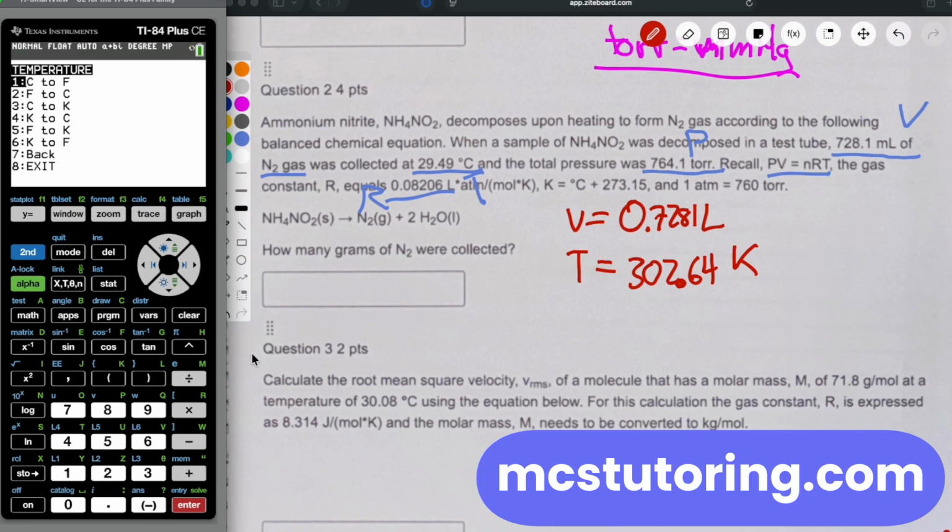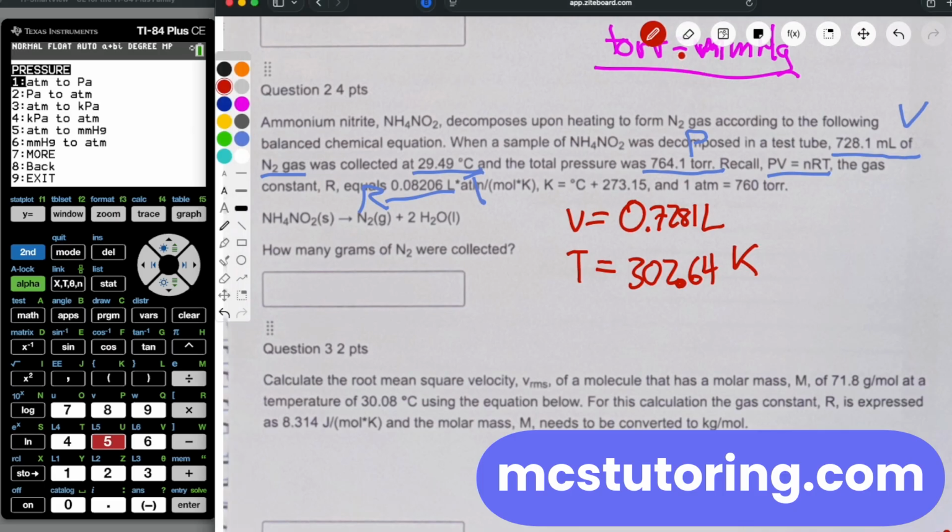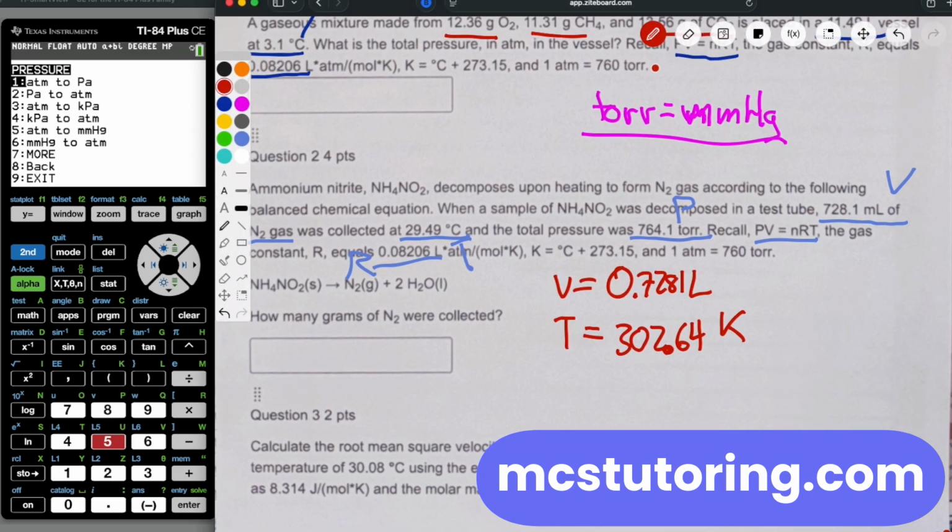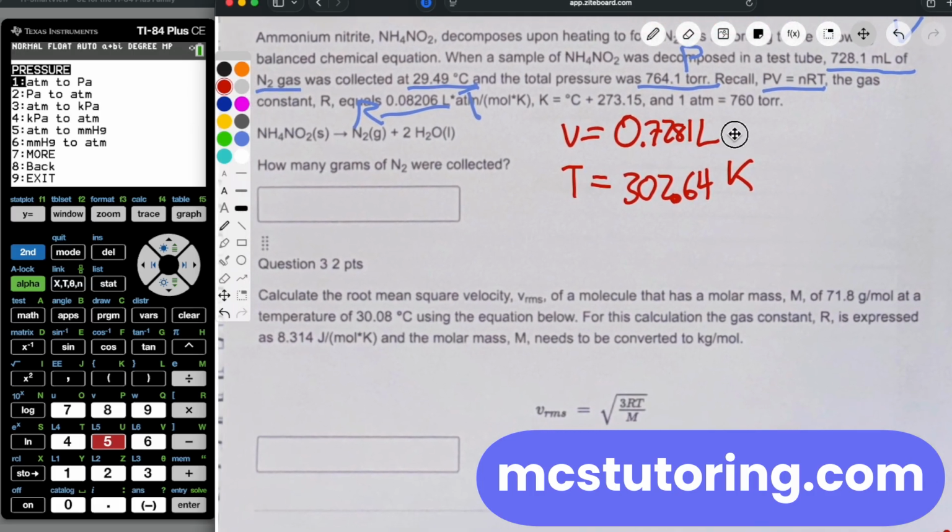Oh, then we got to do pressure. Oh my gosh. So, pressure, we're going to do the menu. We're going to do pressure. And by the way, I don't have Torricelli's directly to ATM, but I do have millimeters of mercury to ATM. So look, remember this note here. Torr is the same as millimeters of mercury.